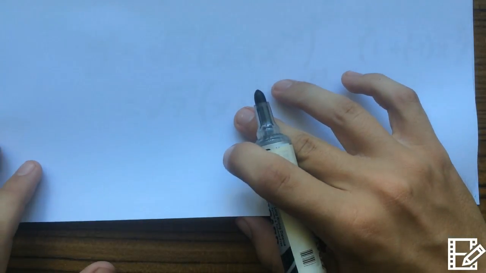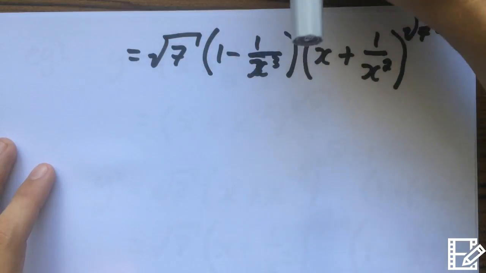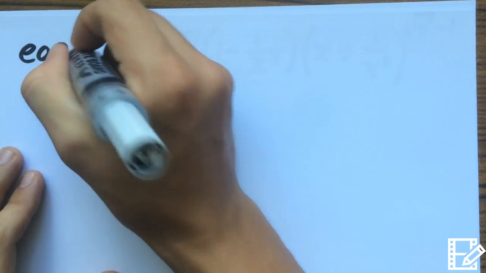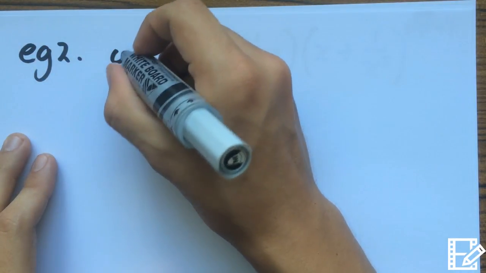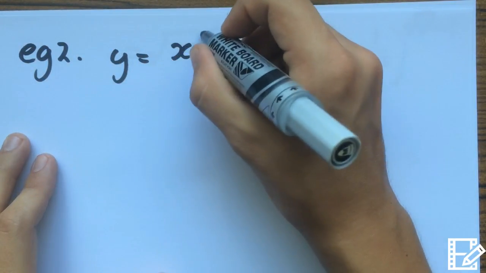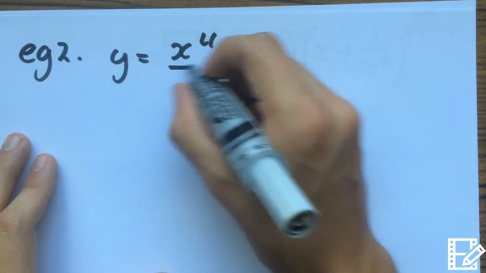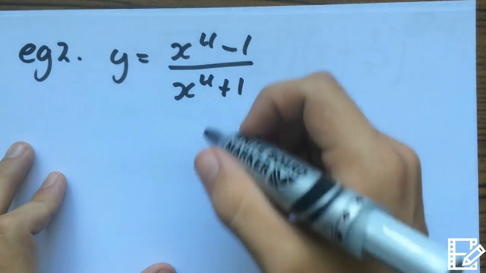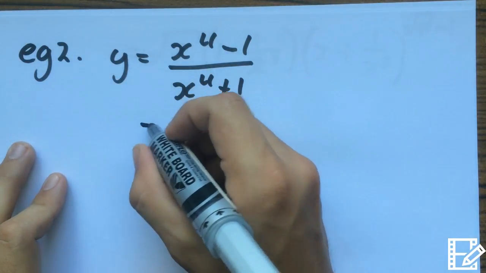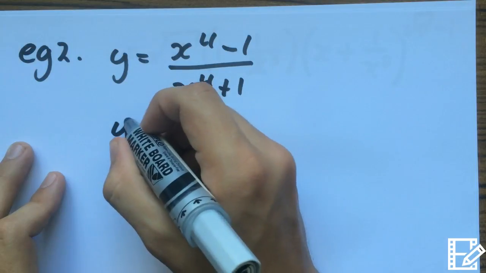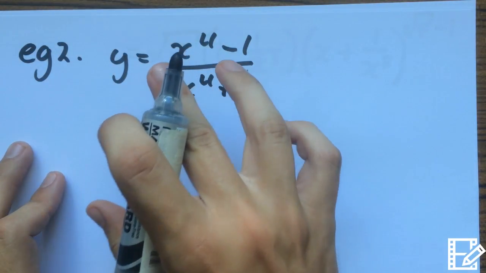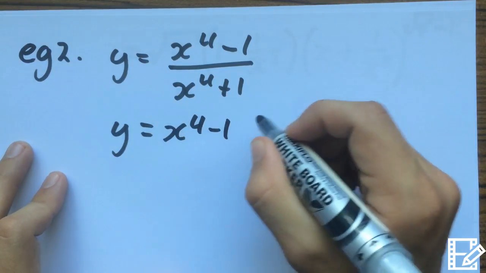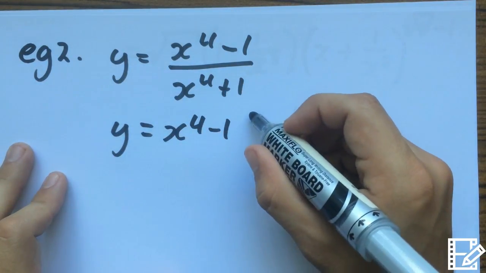Okay, I'm going to do a second example. Second example is y equals x to the power of 4 minus 1 over x to the power of 4 plus 1. I'm going to use the product rule to solve this. I did this in the previous episode. So I'm going to have to bring them as a function multiplied by a function. The only way I can do that is if I bring this up to the top.